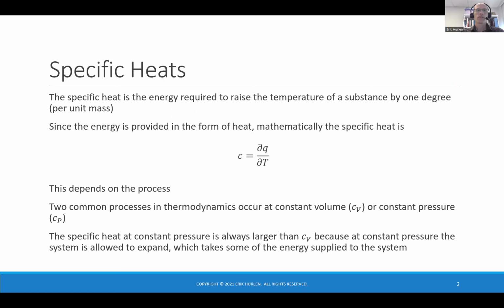mass. This can be rearranged so that the value of the specific heat, denoted by C, is the change in energy input divided by the change in temperature, or since the incoming energy is usually in the form of heat and changing the deltas to derivatives, the specific heat is the partial derivative of the heat added per unit mass with respect to the temperature, or partial Q partial T, as seen here.